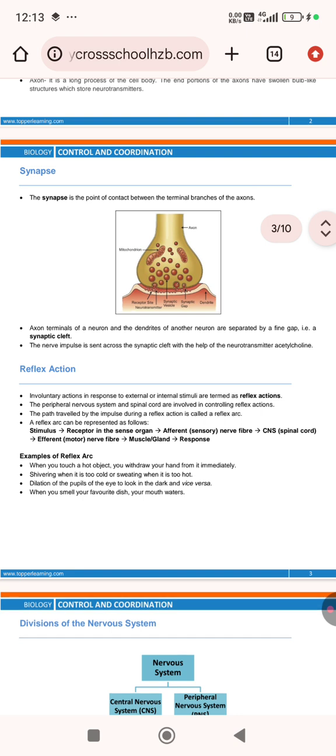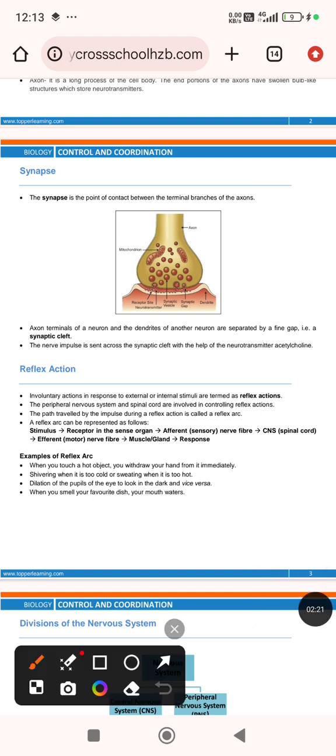The synapse is the point of contact. What is synapse? Define. Synapse is the point of contact between the terminal branches of the axon. The axon terminal of a neuron and the dendrites of another neuron are separated by a fine gap called the synaptic cleft. The nerve impulse is sent across the synaptic cleft with the help of the neurotransmitter acetylcholine.